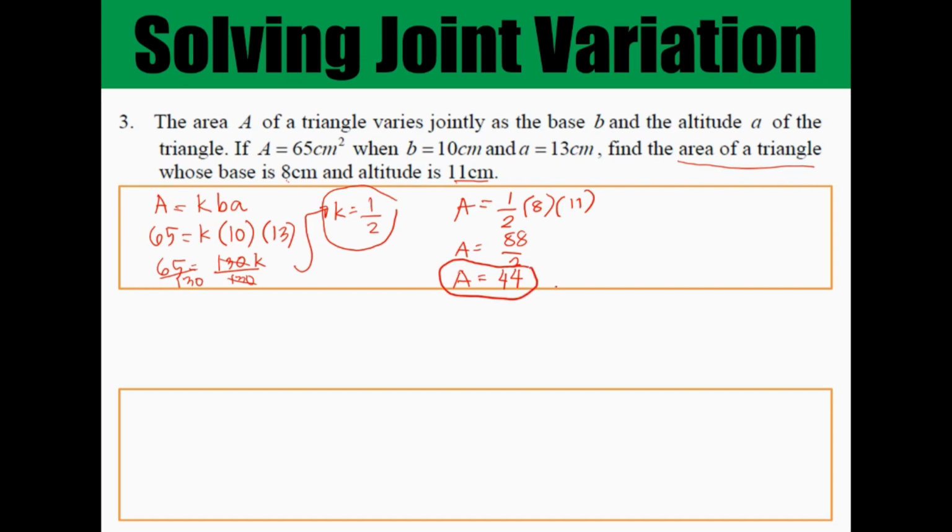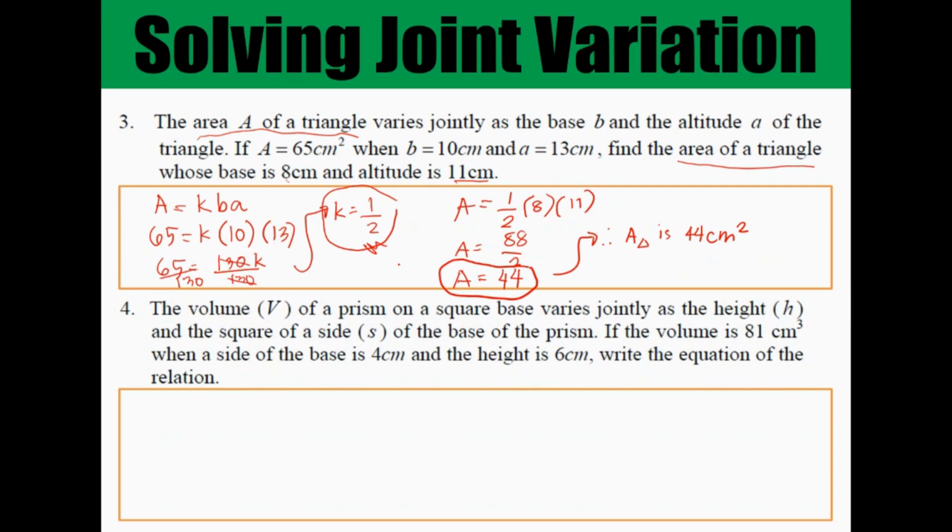Okay, so this is, therefore, the area of a triangle is 44 square centimeter. Okay, so take note lang dito, since area of a triangle, kinonfirm lang natin by using this equation, but actually, the constant of variation of an area of a triangle is 1 half. So, laging constant ng area of a triangle ang 1 half.